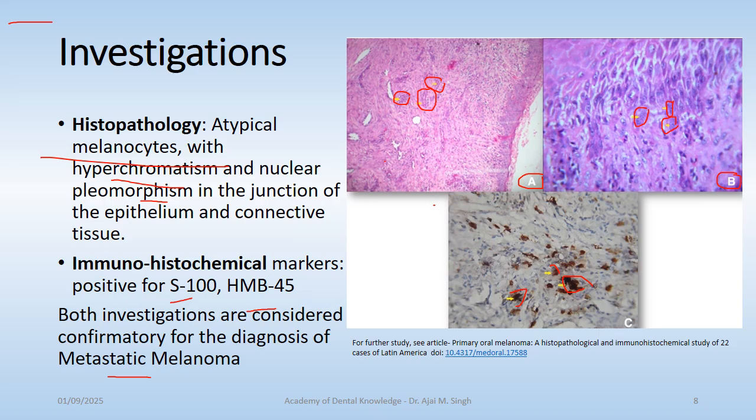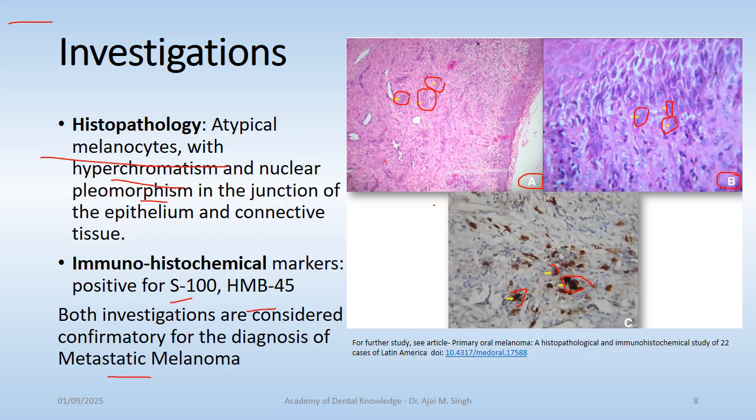Hyperchromatism and nuclear pleomorphism in the junction of epithelium. So by arrow, this area is showing hyperchromatism. Here also chromatin. Hyperchromatism means chromatin material is more produced in malignancy. Chromatin material is produced in abundance. And in this picture also you are looking at the chromatin material here by eosin, which is giving blue color, magenta color here. This one is also. So it is a sign of malignancy.